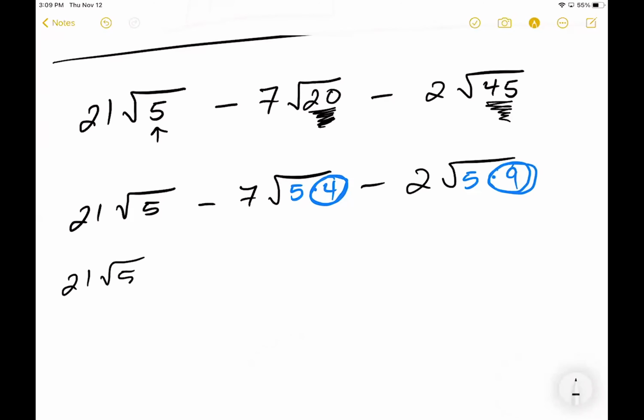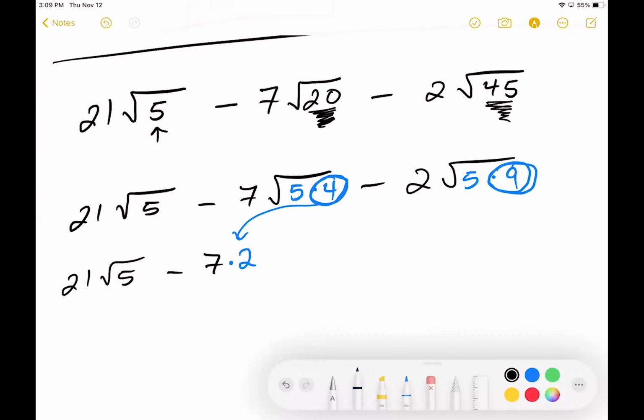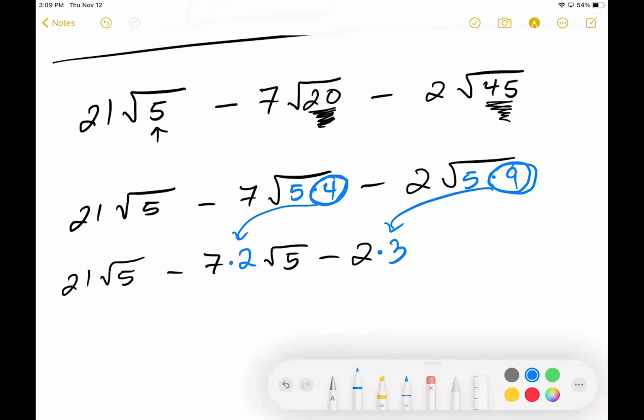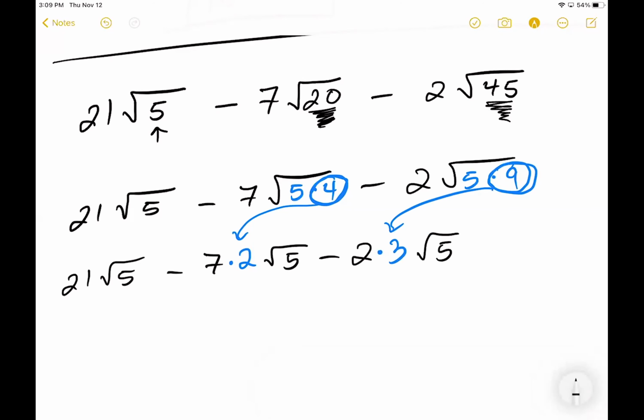Well, this thing stays the same, the 7 stays the same. Do you agree that from the 4, I can bring out 2? My leftover stays the same, I still have a 5 on the inside. Minus 2. And again, for the 9, what can you bring outside? Well, you bring out a 3. My leftover still stays the same. And now to simplify this, I have 21 square root of 5 minus 14 square root of 5 minus 6 square root of 5.